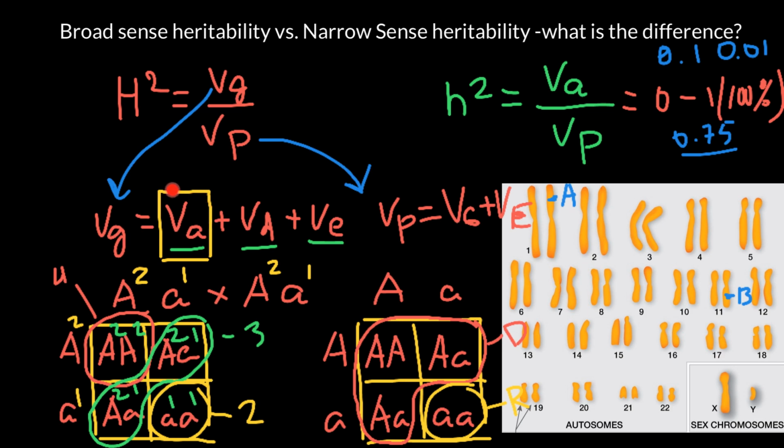One more time. Basically, here we are saying that the trait is due to small effects of many genes. Here we are talking about few genes that would affect the trait, and here we are talking about a genetic switch that would affect how other genes would be expressed. Now I hope you understand the difference between broad sense heritability and narrow sense heritability.